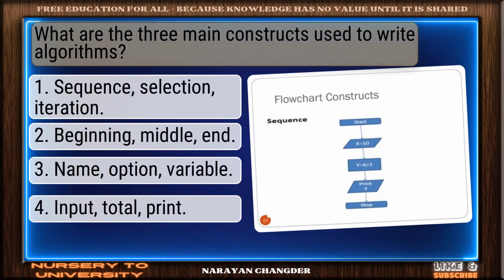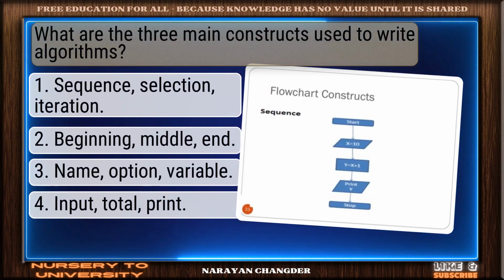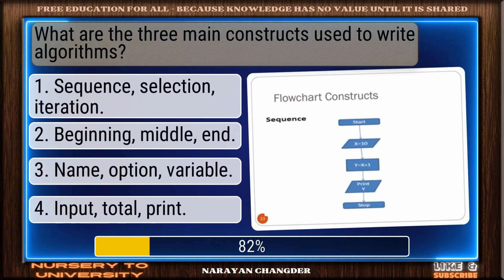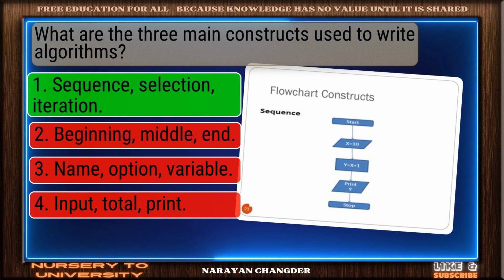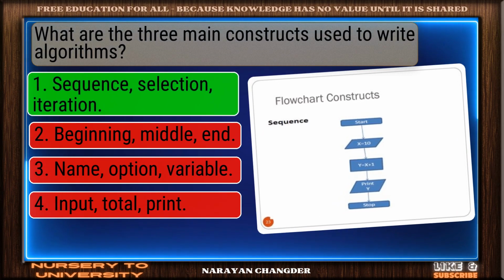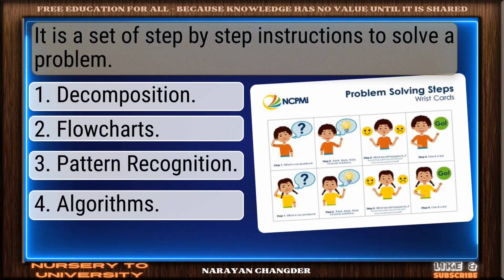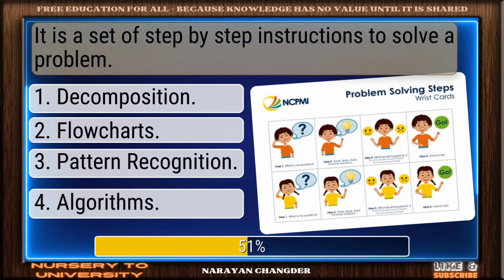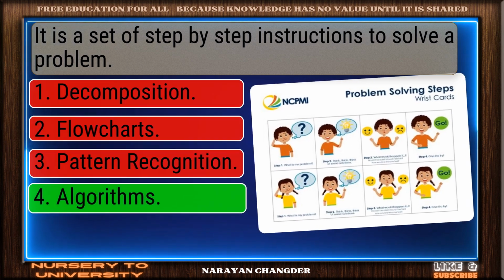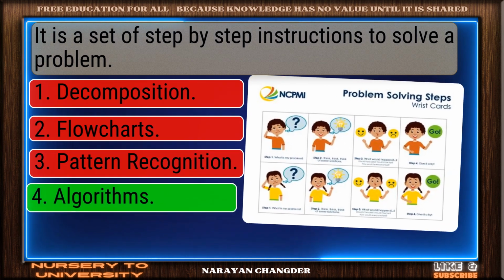What are the three main constructs used to write algorithms? Exactly. Sequence, selection, iteration makes sense, and it is the right choice. It is a set of step-by-step instructions to solve a problem. Well picked. Algorithms is the correct answer.